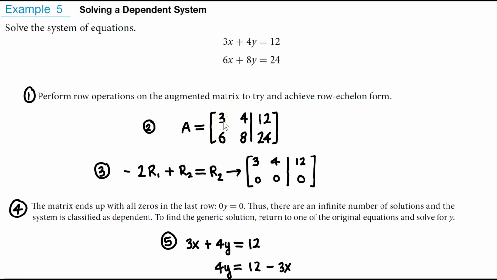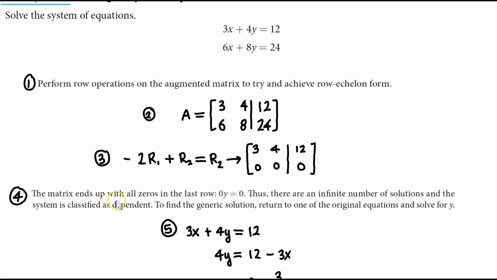Well, if you take -2 and multiply it by 3, which is going to give you -6, and if we add it to row 2, then it's going to give us 0. If we take -2 and multiply it by 4, it gives us -8. If we add it to row 2, it's going to give us 0. If we take -2 and multiply it by 12, we get -24, and if we add it to +24, we get 0.